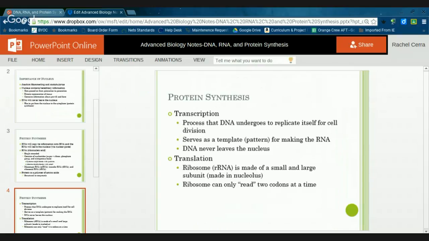So you can see I've drawn 3 little arrows. Your DNA will code for the messenger RNA. It will also create the transfer RNA that will be necessary in translation, and it will also make the ribosomal RNA, which will be necessary also in translation.